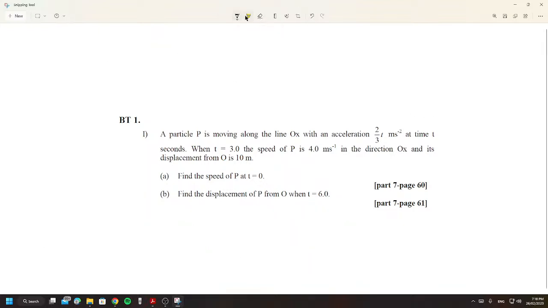Let's start with solving part A. We know that here acceleration is dependent on t because we're given a time value. Now, first we want to find the direction of the acceleration. Is it positive or is it negative?